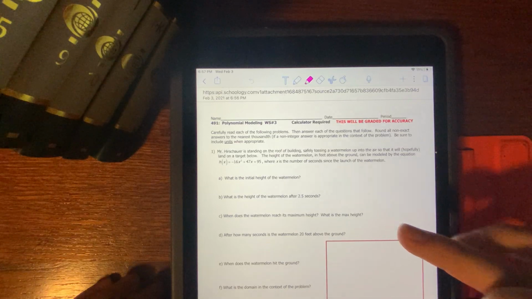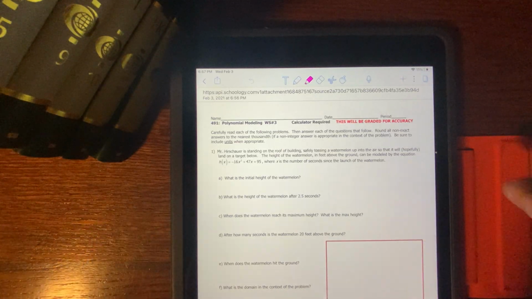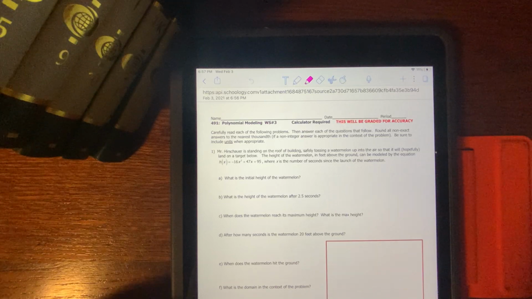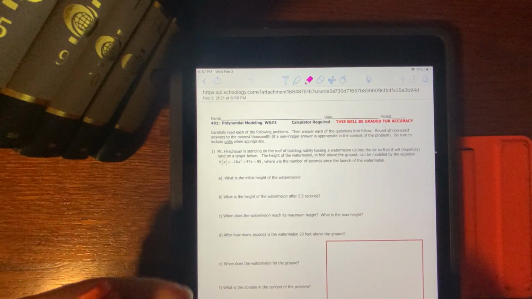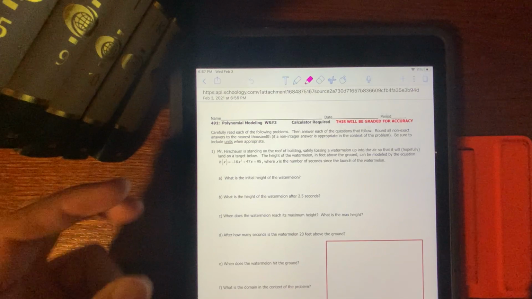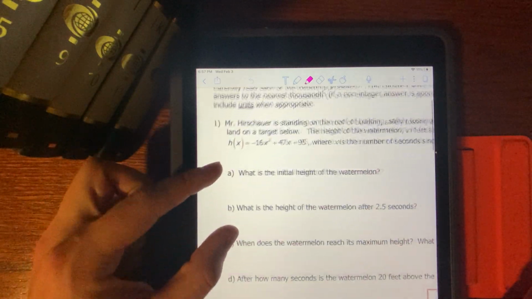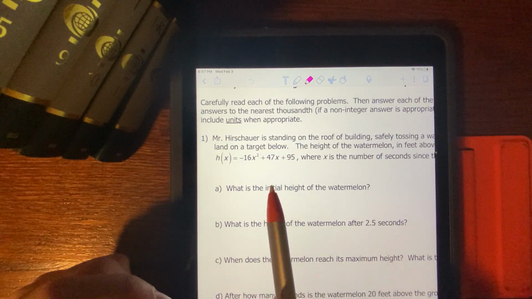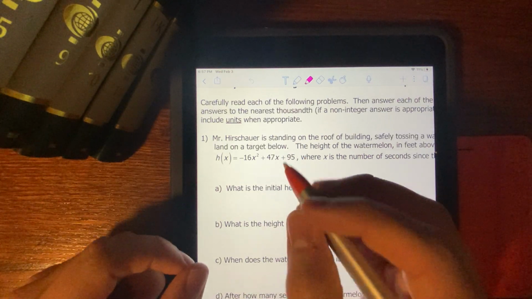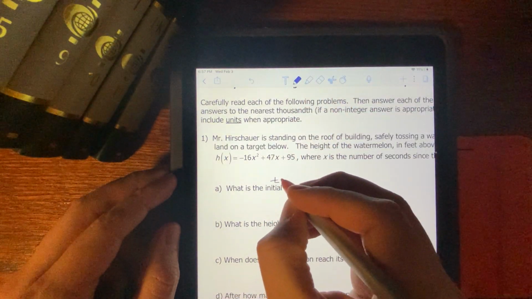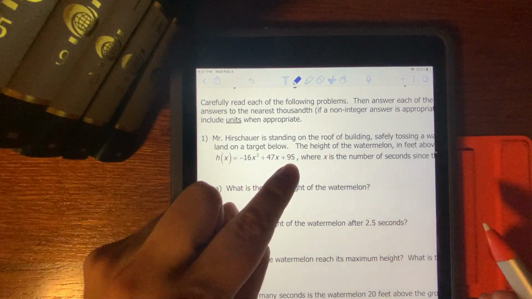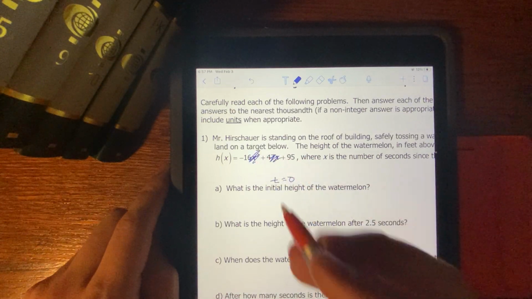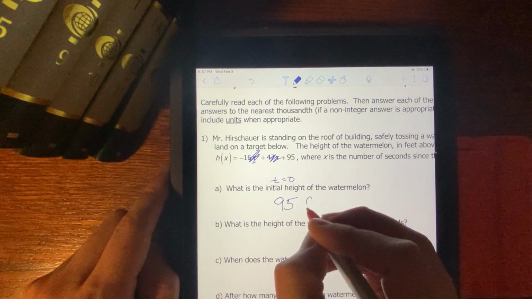But if you want to go for it first, pause it and try it instead of going through it with me, that's fine, and then play and see if you get the right answer. You could do it that way too. But let's take a look at this. We have throwing watermelons off a roof here. What is the initial height of the watermelon? Well, initial height means time equals 0, so when t is equal to 0, if you plug 0 in there, you would be left with just 95. So 95 feet.